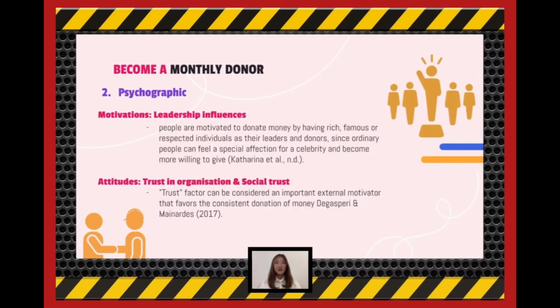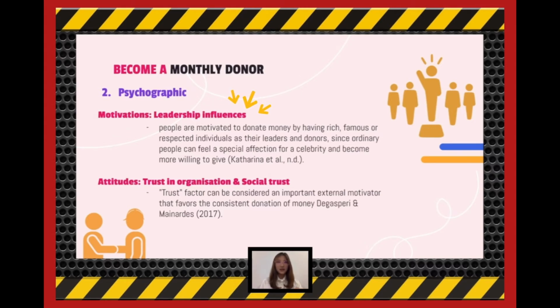For psychographic segmentation, it includes motivations and attitudes. As stated by D'Agasperi and Menendez 2017, a motivation factor such as leadership influence is in some way linked to the act of giving by the desire to repeat the behavior of some special person. This person can be an idol, a famous person, or an admirable leader. According to research, people are more motivated to donate money by having rich, famous, or respected individuals as their leaders and donors, since ordinary people can feel a special affection for a celebrity and become more willing to give.